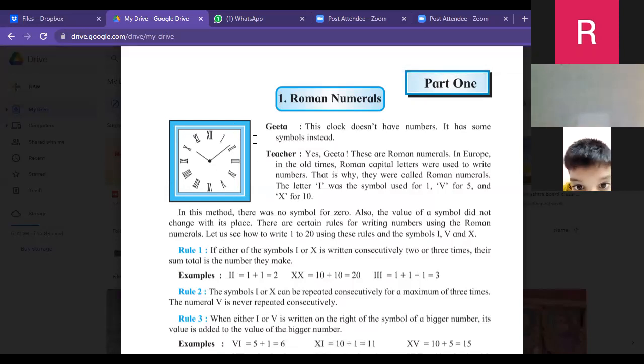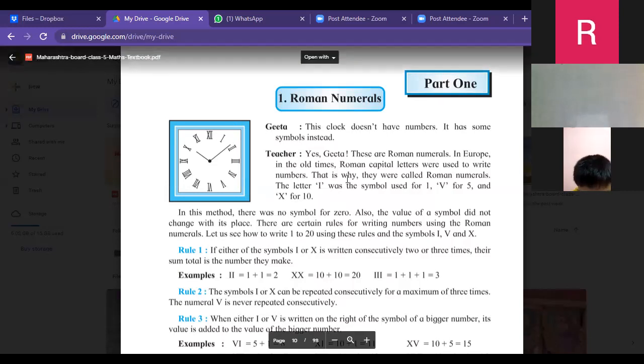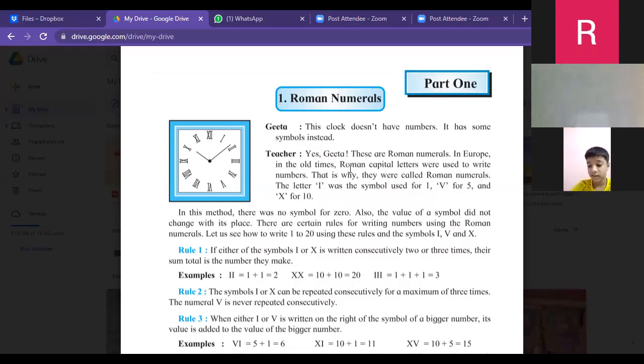So now here, Geeta, this clock doesn't have numbers, it has some symbols instead. Yes, these are the Roman numerals. In Europe, in old times, Roman capital letters were used to write numbers. That is why they were called Roman numerals. Just as in India we write 1, 2, in the same way in Europe they used the Roman numerals to represent numbers. They used to write I for 1, V for 5. So these are their way of writing numbers.